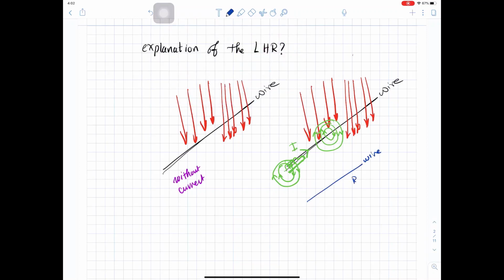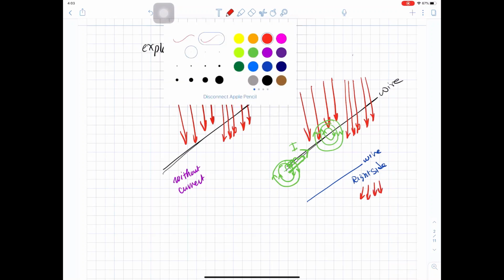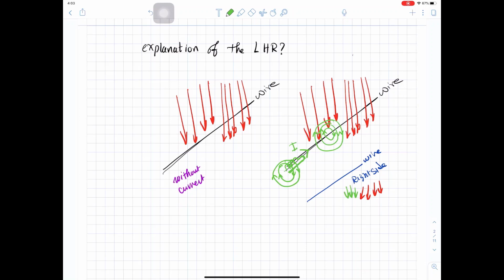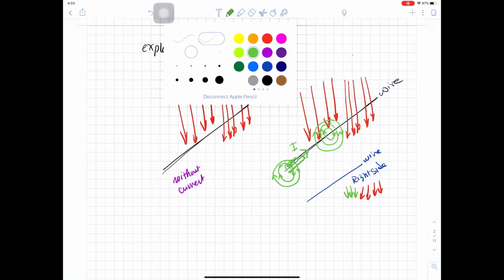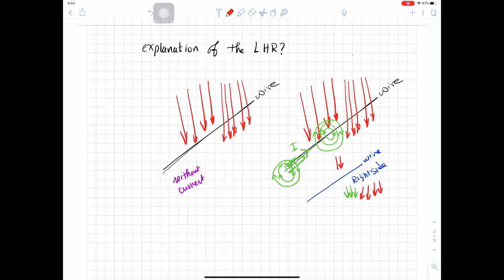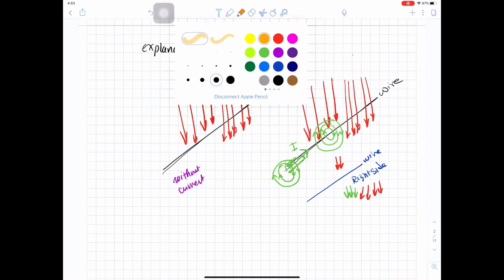So on the right side here of the wire, we have two flux lines. We have the original flux lines going down, and we have the generated flux lines going down too. And on the left hand side, we have the original flux lines going down, but the generated flux lines are going up. And you know that the flux lines are not intersecting, which means that these flux lines will cancel these flux lines, which will leave a weak flux on this side.